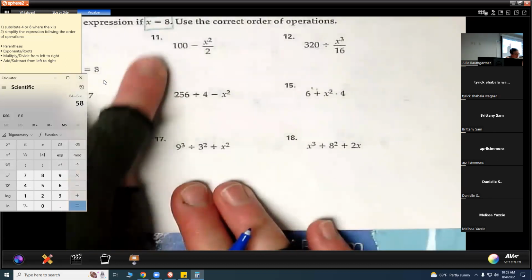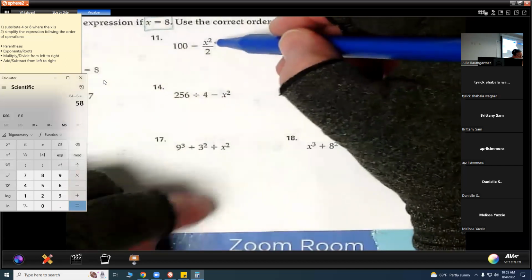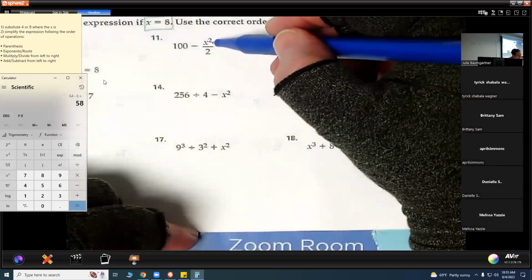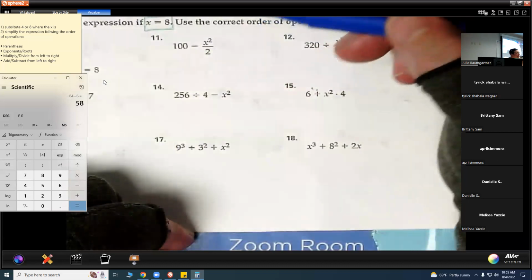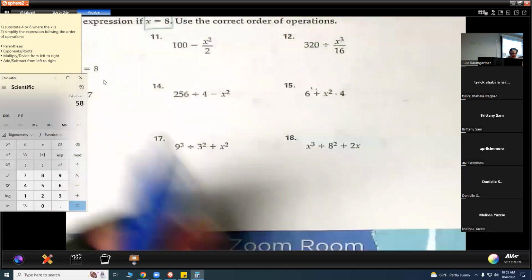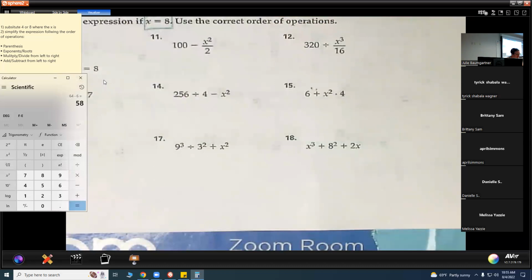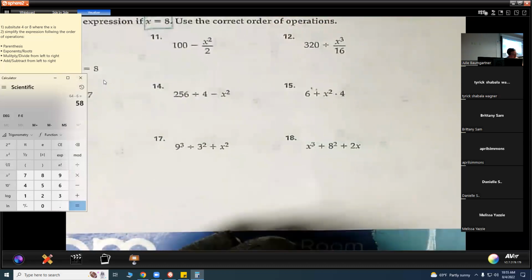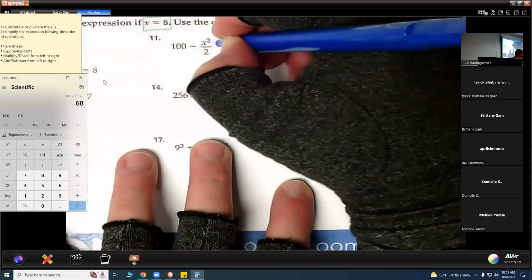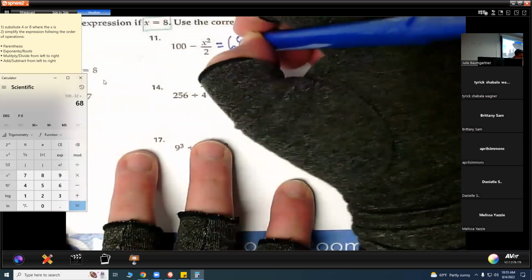Number 10 or 11. So 8 squared is 64. 64 divided by 2 is 32. So then 100 minus 32 is 68. Yay. Good job. All right, let me just check the chat here for a second.